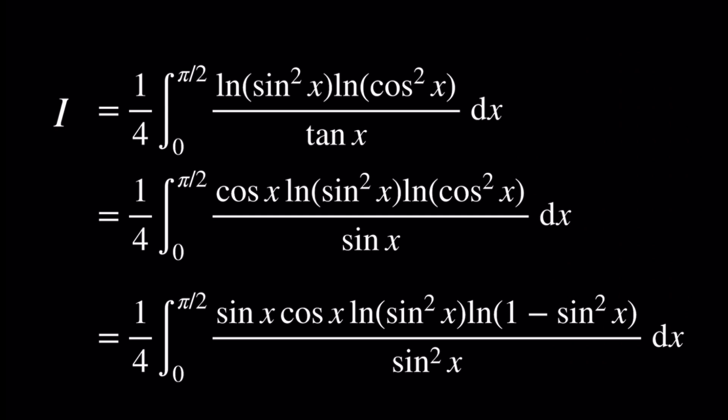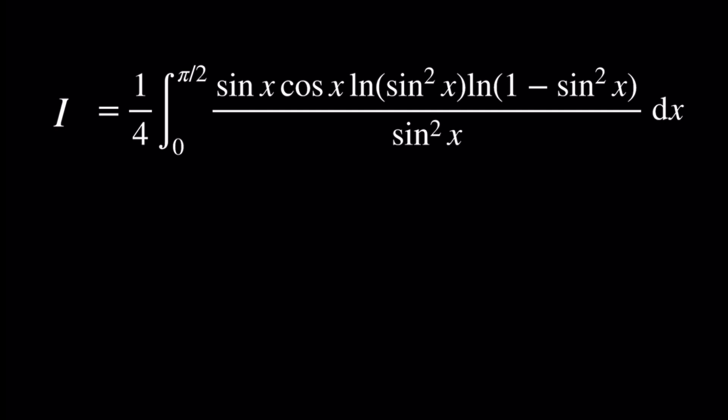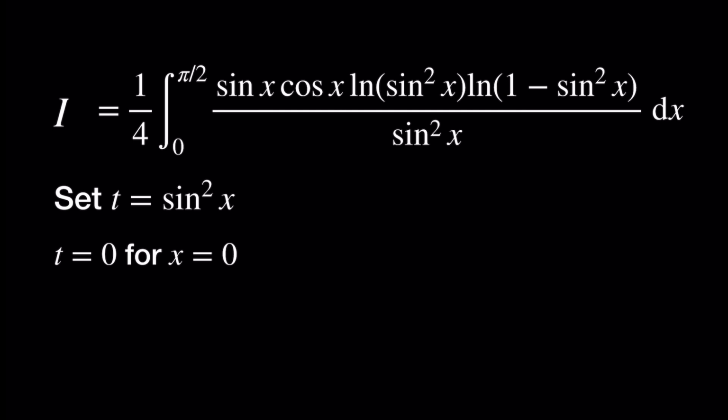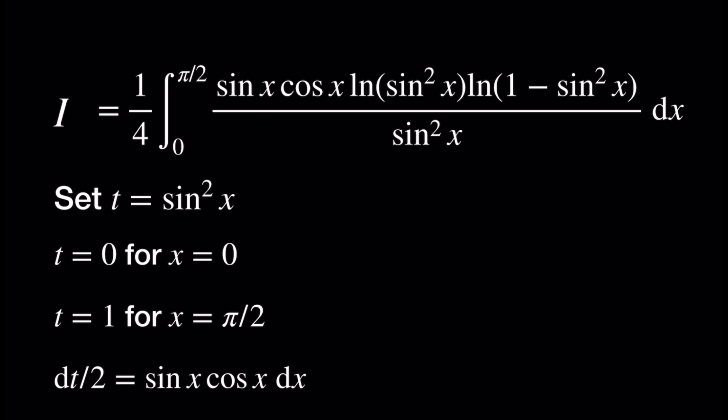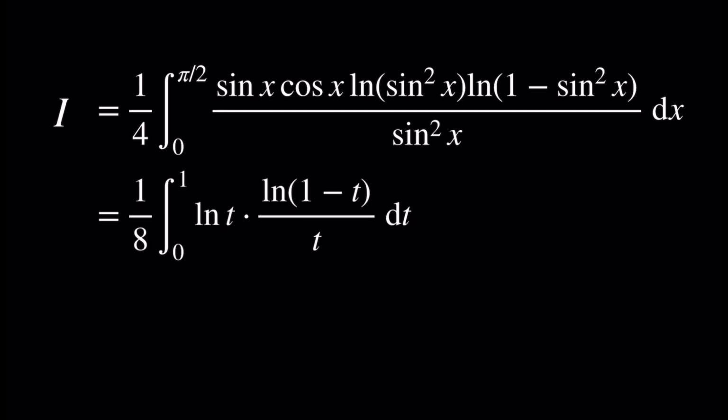So we're going to make a change of variable now. We're going to set t equal to sine squared of x. And of course, we're going to get some new limits of integration: 0 for x equals 0 and 1 for x equals pi over 2. And of course, sine of x times cosine of x dx will be equal to dt over 2. Now, if we replace all of this, we're going to get 1/8 times the integral from 0 to 1 of log of t times log of 1 minus t over t dt.